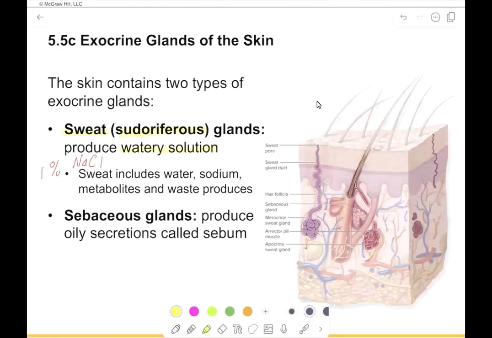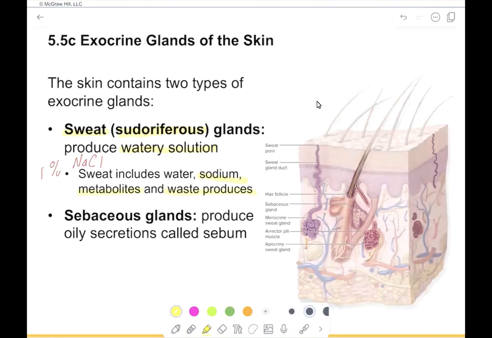It does have the sodium, as I just mentioned. It also has some metabolites and waste products. So depending on one's diet, it actually could change slightly, but not that significantly. There's also other sweat glands, which are found in the axillary area and the pubic area, but these are referring to the ones that are found everywhere else that are predominantly for thermoregulation.